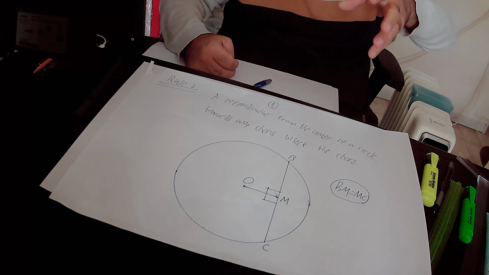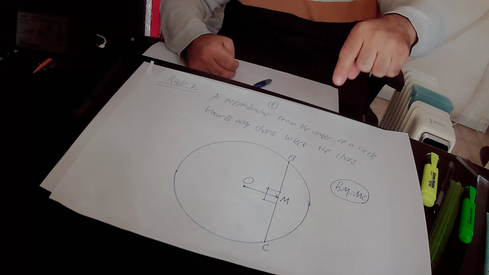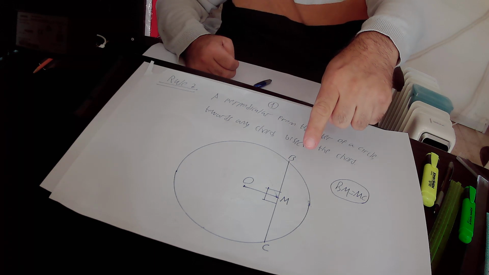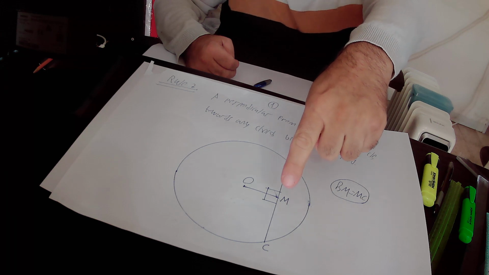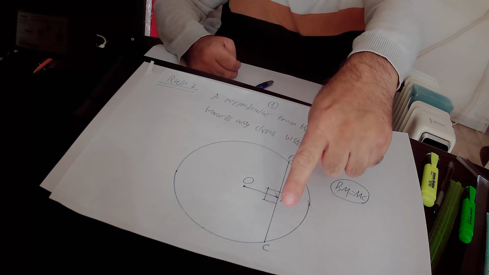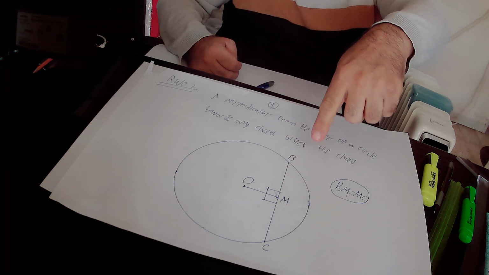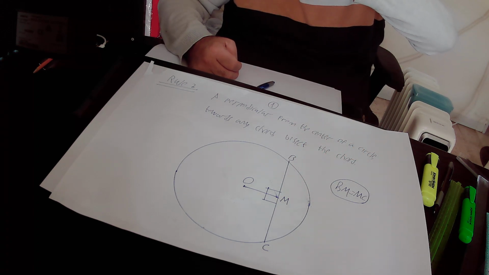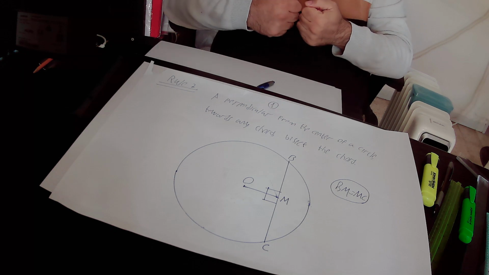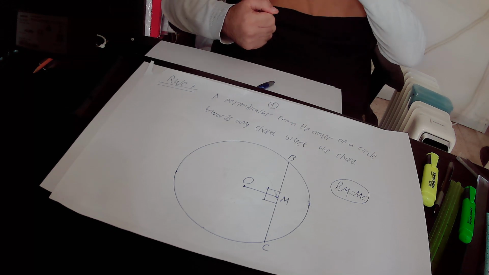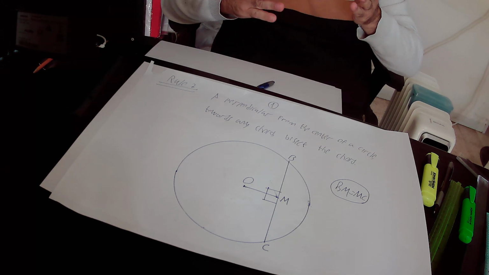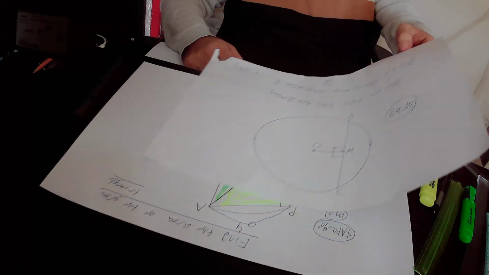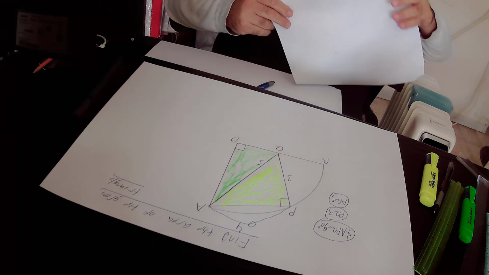So we divide this in two halves. The first half is BM, and it is equal to the second half, that is MC. So BM equals MC according to this rule number 2. So whenever you draw a perpendicular from the center of the circle towards any chord, it will bisect the chord. We'll implement the new rule number 2 in our drawing.